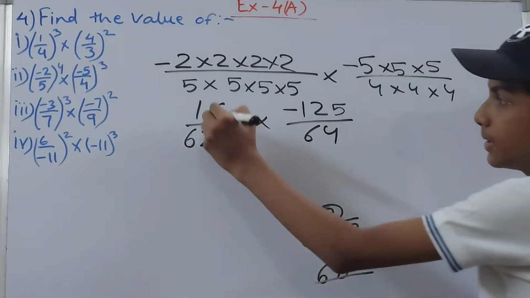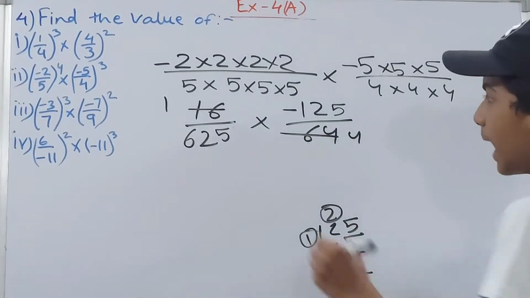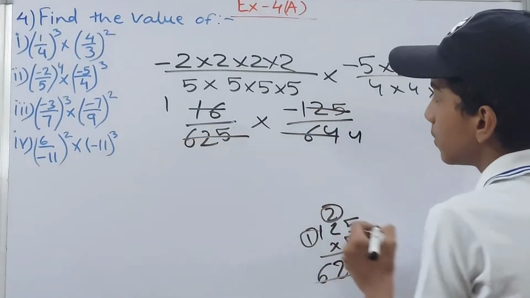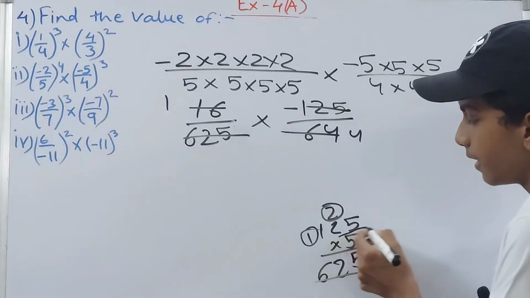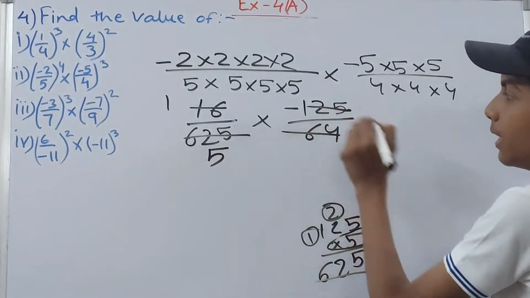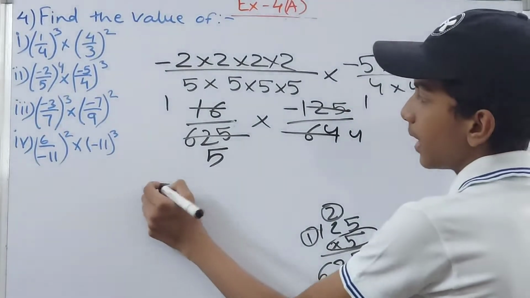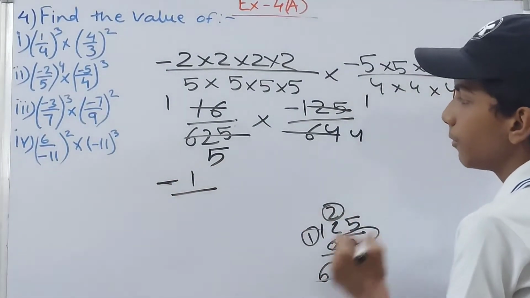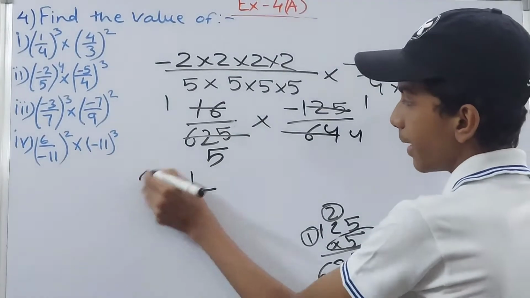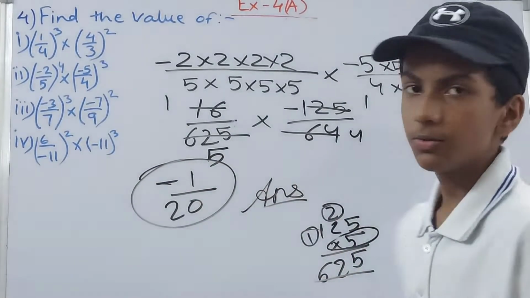Now we can cancel this and this, 1 and 4. And this we can cancel and this we can also cancel. So 625 will cut by 5 and 125 one time. So 1 into minus 1 becomes minus 1 upon 5 into 4 is 20. So minus 1 upon 20 becomes our answer. Now let's move on to the next one.